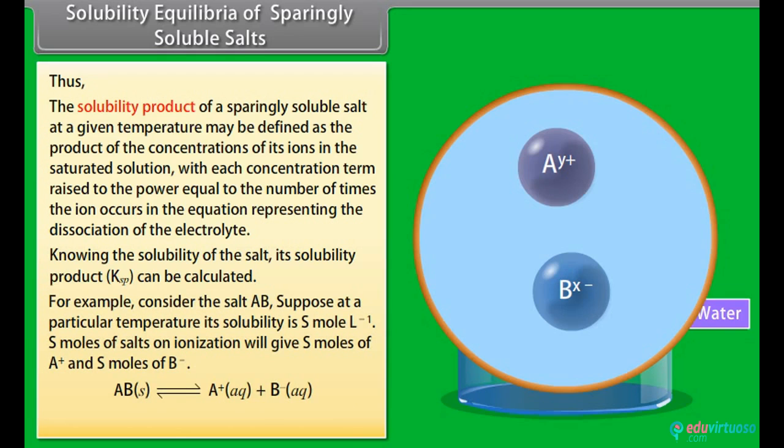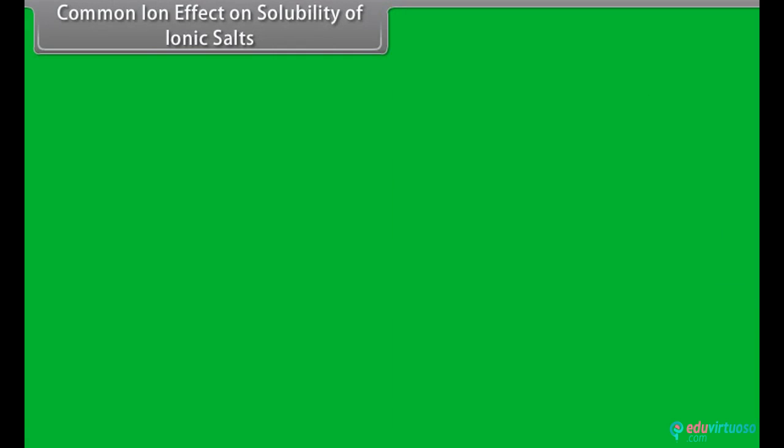For example, consider the salt AB. Suppose at a particular temperature, its solubility is S mole per litre. S moles of salt on ionization will give S moles of A+ and S moles of B-. Ksp is equal to the concentration of A+ into the concentration of B-, which is S into S, equal to S squared.